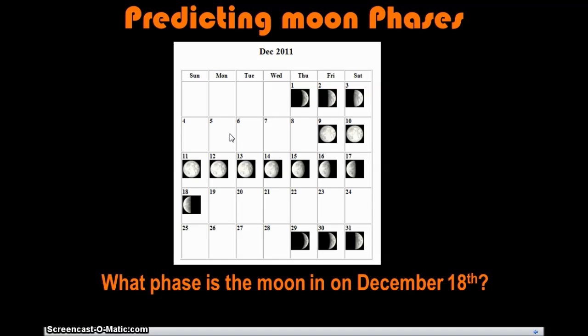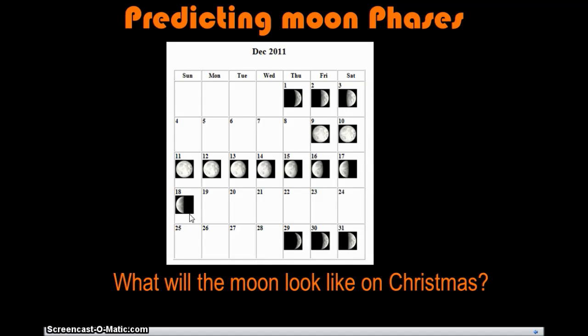What is the moon phase on December the 18th? Well, here's December the 18th. We now are looking at the left side of the moon being illuminated, and so this is when the moon is shrinking or dying. So this is a last quarter or third quarter moon. Using that, we can then predict what the moon phase would be on Christmas, December the 25th, which is 1 week later.